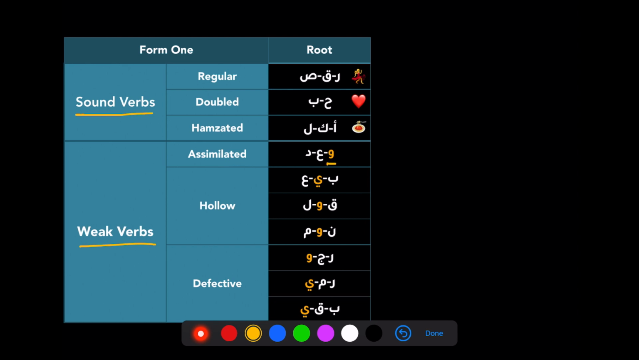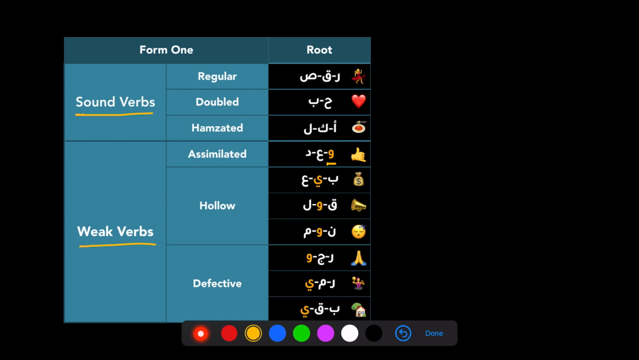The first category is assimilated verbs, which are the ones with a waw in the first radical. There aren't any verbs with a ya as the first radical, which is why we only need to cover one example from this category, like wa'ada, meaning to promise. That emoji is supposed to be a pinky promise. Hollow verbs have a waw or ya as the middle radical, like ba'a, to sell, qala, to speak, or nama, to sleep. Lastly, we have defective verbs which have a waw or ya in the last radical, like raja, to request or plead, rama, to throw, and baqiya, to remain, like baqiya fil bayt.